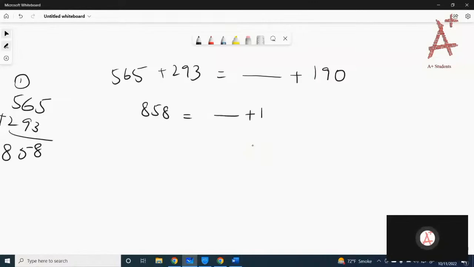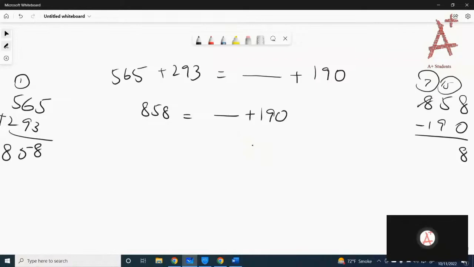You have a missing number and again a number given. So you can find the missing number by subtracting the given number from the sum. Got it? Just subtract 190 out of 858. 8 subtract 0 is 8. You cannot subtract 5 out of 9, so you have to borrow 1 from here. It would be then 15. So 15 subtract 9 is 6, and 7 subtract 1 is 6. That means the missing number is 668.